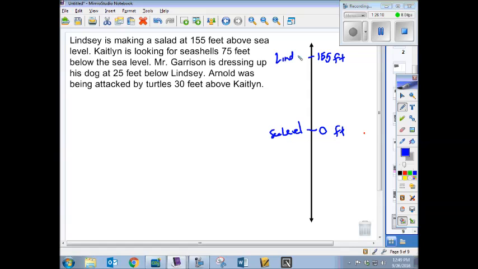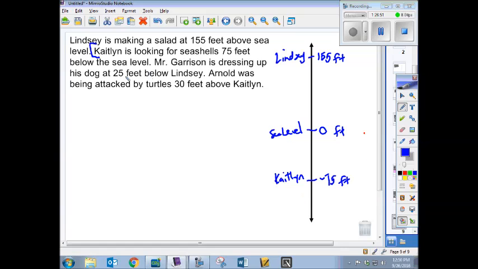Okay? Now we go to Caitlin is looking for seashells 75 feet below the sea level. Where's that going to be on that, Aisha? We're right here. Caitlin is looking for seashells 75 feet below the sea level. 75. So what would that be? Not 75, but what? Negative. Negative 75 feet. And that is who? Caitlin. Okay. Did I spell that right, by the way? Yep, I knew it. Okay, now we've got the first two.